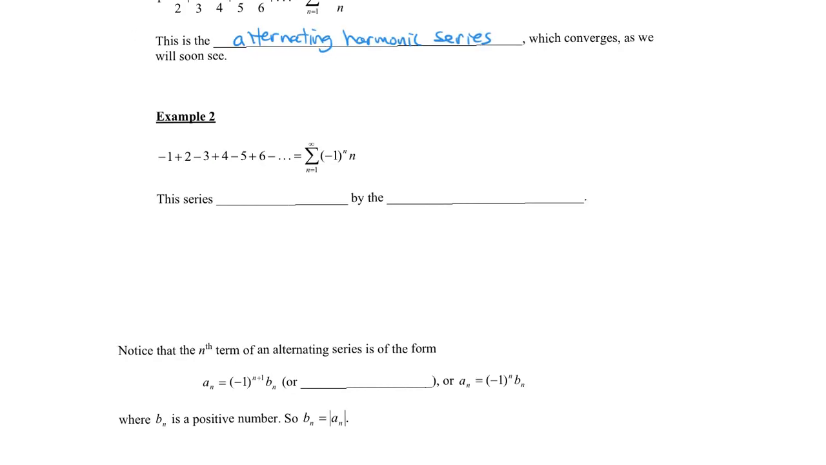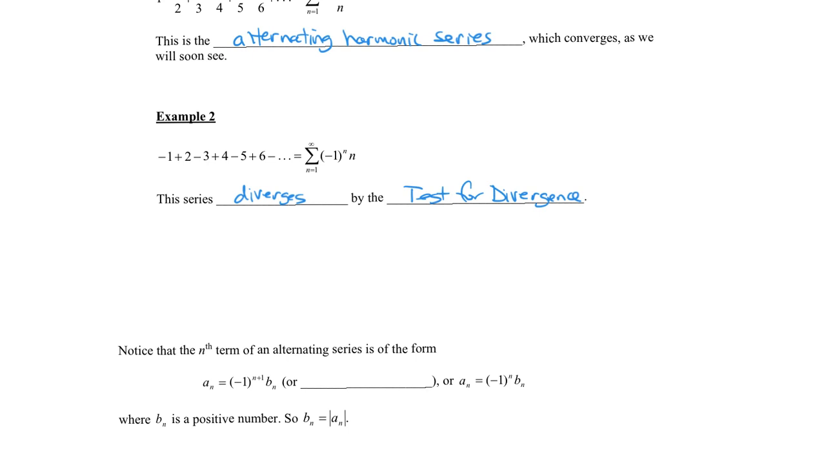Let's look at example 2. Example 2, we've got an alternating series. You can see it here in the listing of the terms, and also when you look at the general term and you see this -1 to the n. This series diverges by the test for divergence. If you remember, the test for divergence is the first test that we learned. It also is called the nth term test or the divergence test.